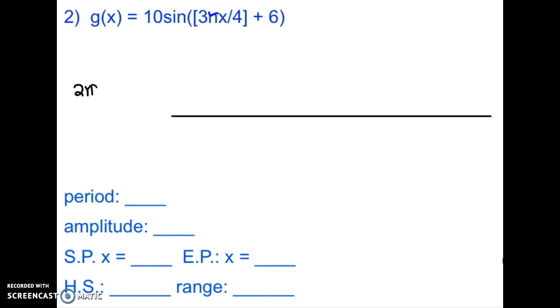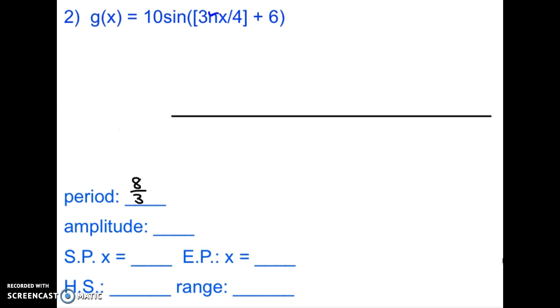Okay, b is 3 pi over 4. It's a fraction, so again, instead of dividing, I'd multiply by the reciprocal. So I'm going to multiply by 4 over 3 pi. What you end up finding happens: the pi's cancel and you're left with 8/3. Okay, so that is your period.